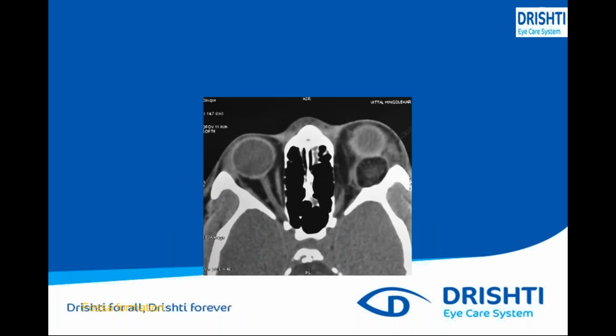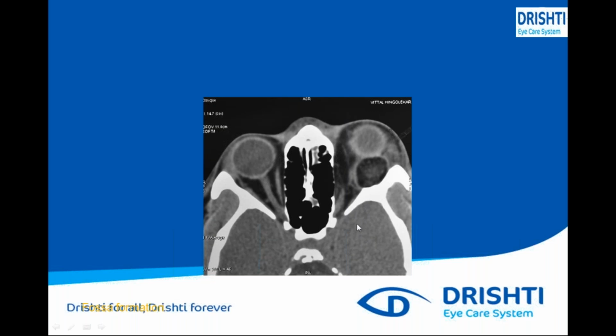Now coming to bony erosion. What happens? This is the normal axial cut of the CT scan orbit. This is the normal eye. You see, this is the optic nerve, this is the rectus muscle, and this is the eyeball, right? But in this eye, you can see there is a mass. Again, which type of mass this is needs to be compared with your CSF.